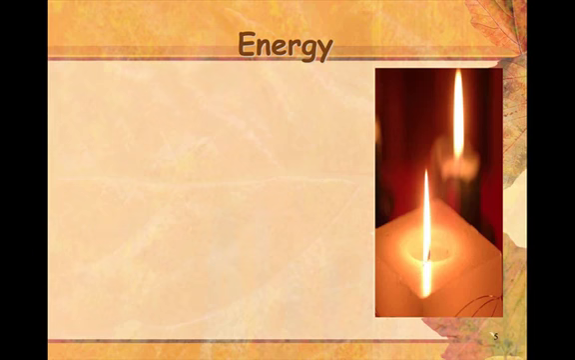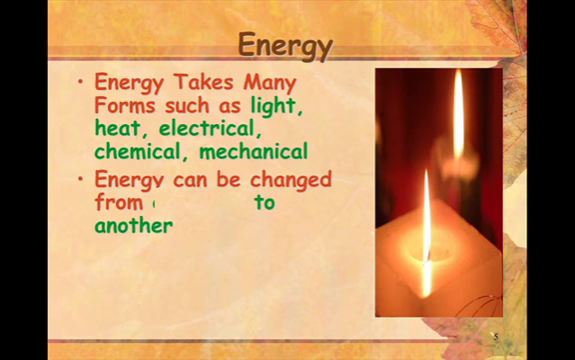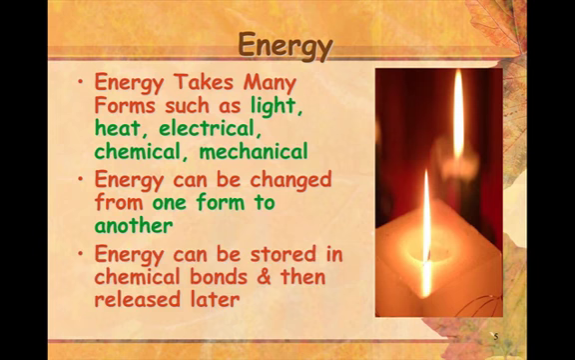Now, if you recall from physical science, energy takes many forms. There's light energy, heat, electrical, chemical, mechanical. There's also kinetic energy. So energy comes in many different forms, and energy can be changed from one form to another. A way of converting energy in our system is through the process of metabolism. Energy can be stored in chemical bonds and then later released.